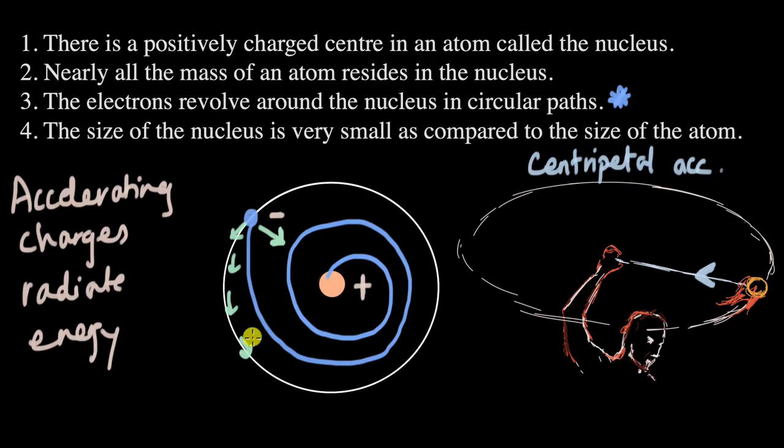And later on, the scientist Niels Bohr came up with a new model, a new structure of an atom, which explained how electrons can move, how electrons can revolve around a nucleus.